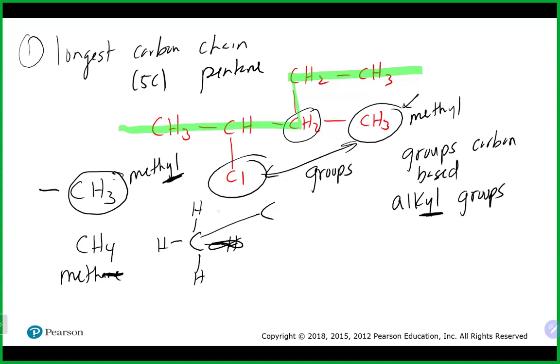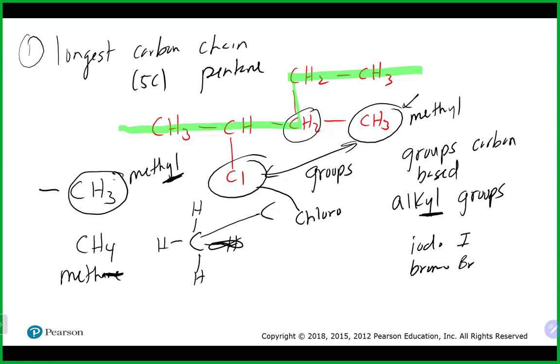This Cl is not a carbon-based group. It's actually a halogen. And halogens are named like Cl is chloro, Br is bromo, I is iodo, F is fluoro. So that is how those halogens are named. So this is actually just what is named as a chloro group. And again, bromo for bromine, iodo for iodine, fluoro for fluorine if you have that.